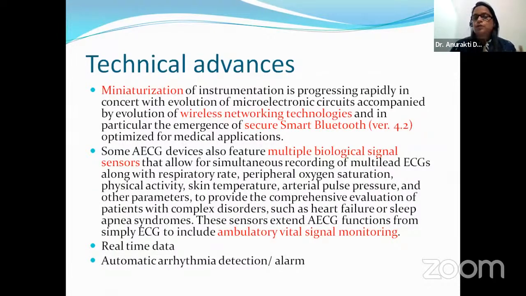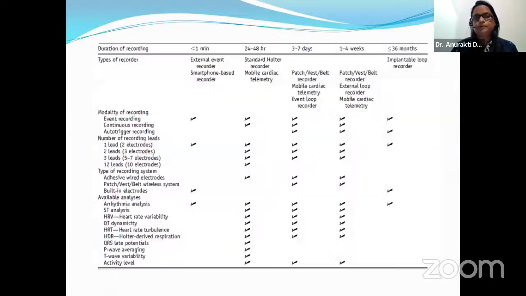And the last one is the automatic arrhythmia detection or alarm. Some of them are patient triggered, some are auto triggered devices, which I'll go into in detail when I go through the whole lecture. So these are the real advances which have helped the Holter monitoring system to become more acceptable, easy to use, and very, very important in intervention.